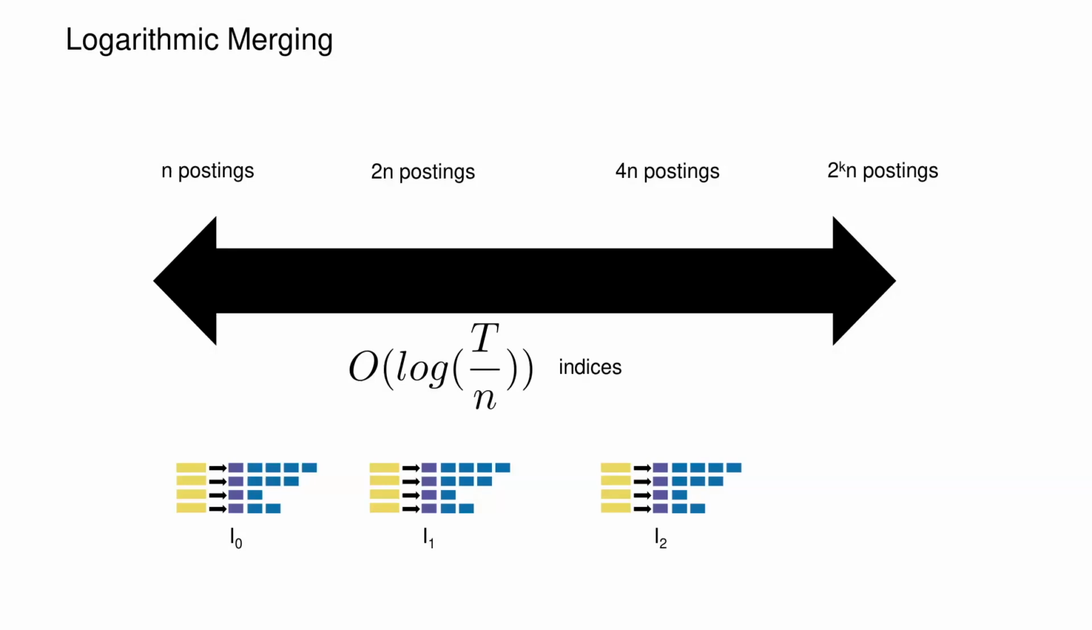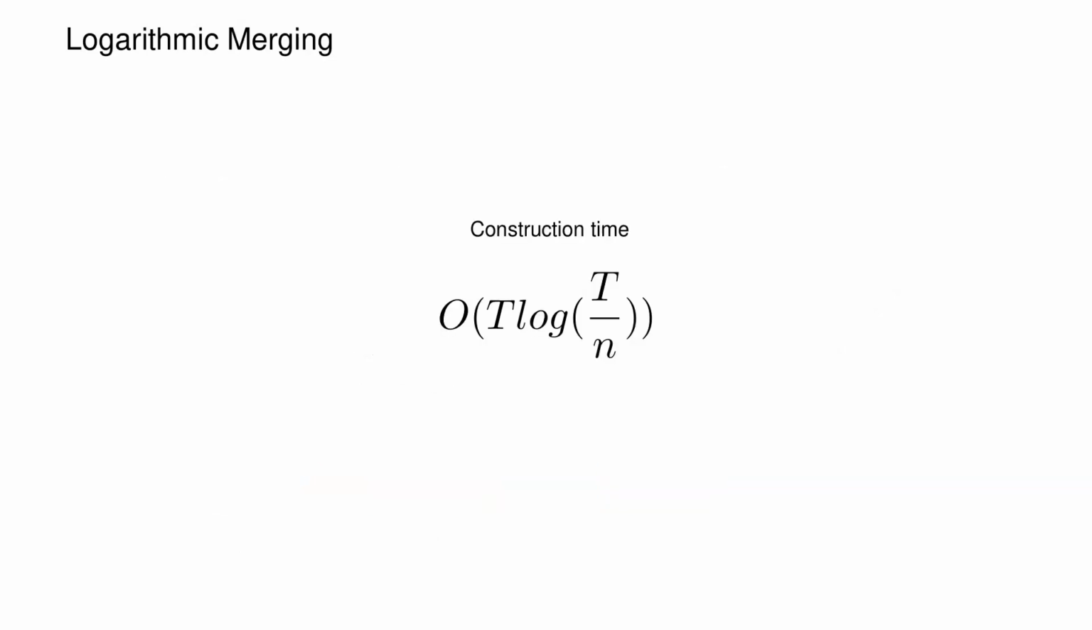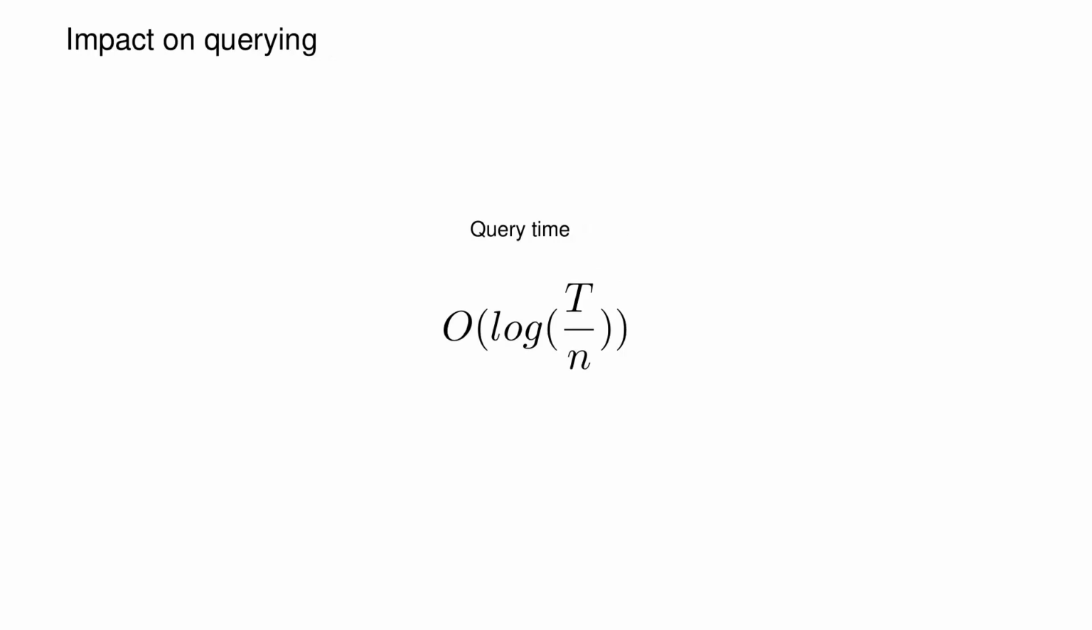So this is why we have log of T over n. That's the number of indices that I have, which is the number of bits in base 2 of T over n. Okay. So that's great because that means that when I construct, that gives me a complexity of T log T over n. That's acceptable, right? It's not quadratic anymore. So we have had an improvement, which is the whole point of these LSM tree structures. And the query time is the log of T over n. Why? Because we need to every time look at all of the indices. And since there are log of T over n indices, this is the time it takes to query, right?